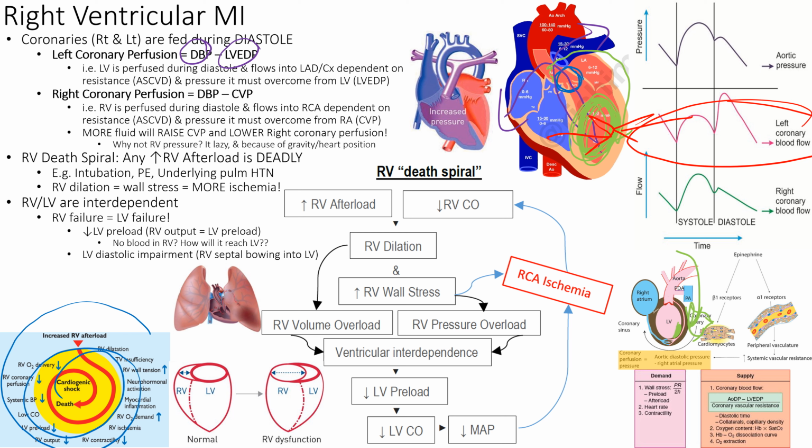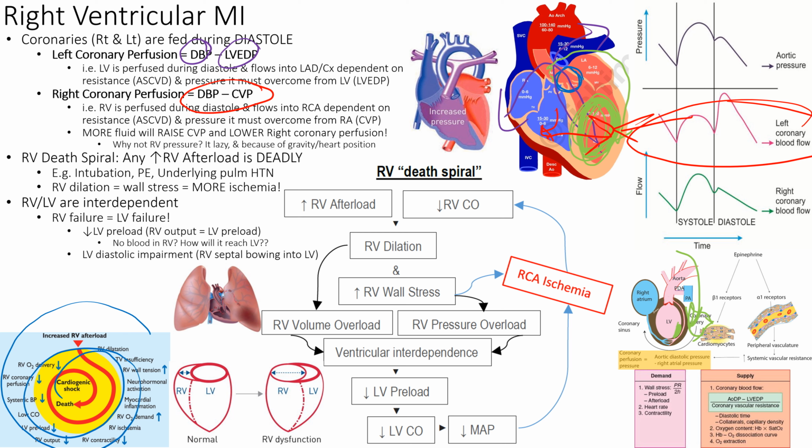What about the right side? So the right side is perfused during diastole, but what's the pressure on the other side? The pressure on the other side is the right ventricular pressure, and we know what that is. That's your CVP. So your CVP is your estimate of your right ventricular pressure. So diastolic blood pressure minus CVP is how much perfusion my right ventricle gets via the right coronary artery.